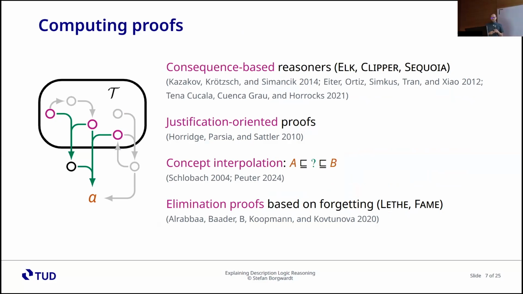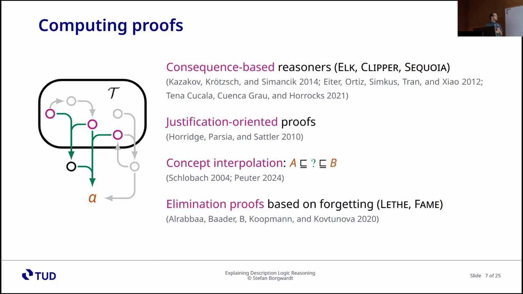Now, the next thing we studied was how to actually compute proofs. We now know the theoretical complexity, but in the end, we want to show proofs to people in Protégé, for example. As I said, you can use consequence-based reasoners that internally already use this predefined set of inference steps. But there are also many other approaches.